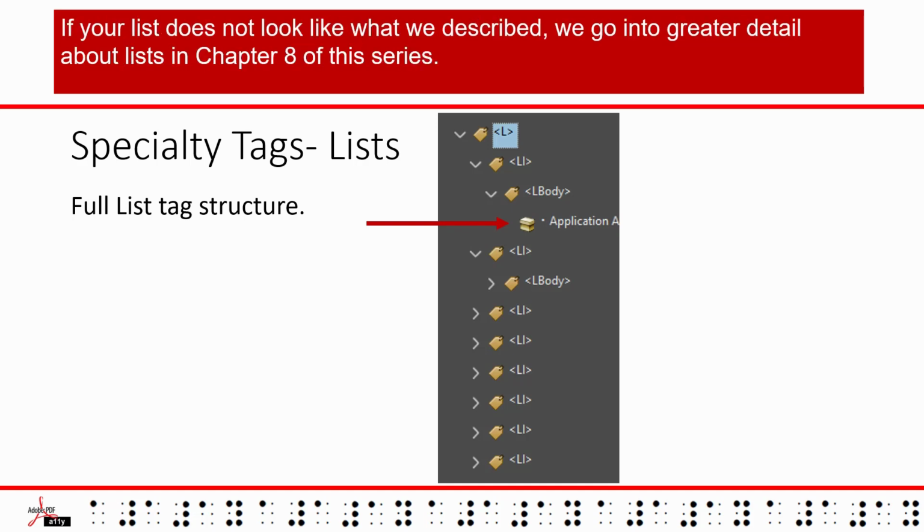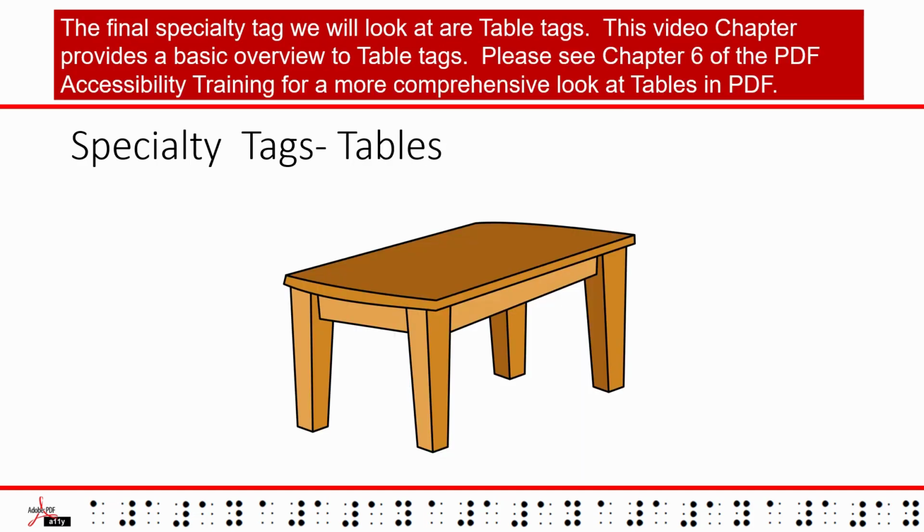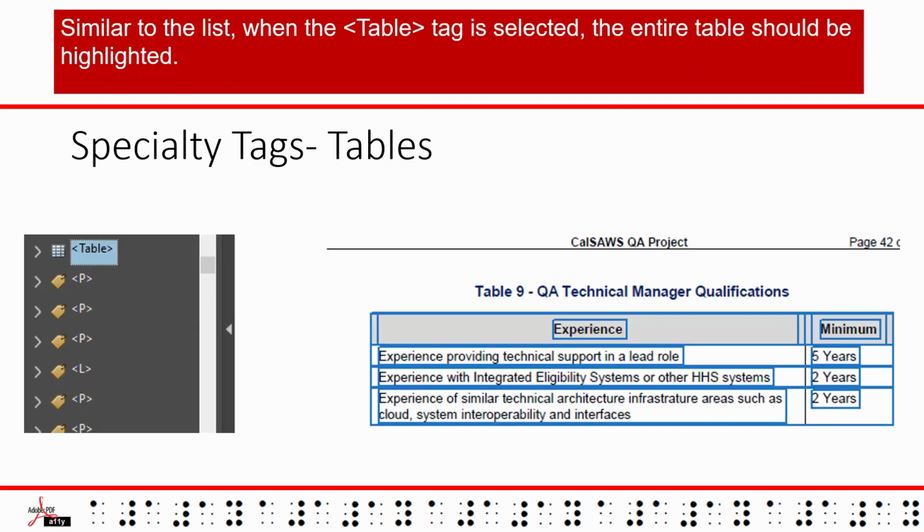If your list does not look like what we described, we go into greater detail about lists in Chapter 8 of this series. The final specialty tag we will look at are table tags. This video chapter provides a basic overview to table tags. Please see Chapter 6 of the PDF Accessibility Training for a more comprehensive look at tables in PDF. Similar to the list, when the table tag is selected, the entire table should be highlighted.